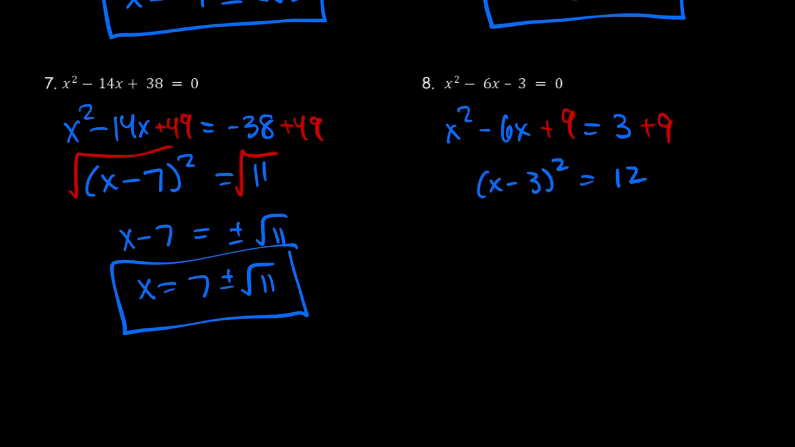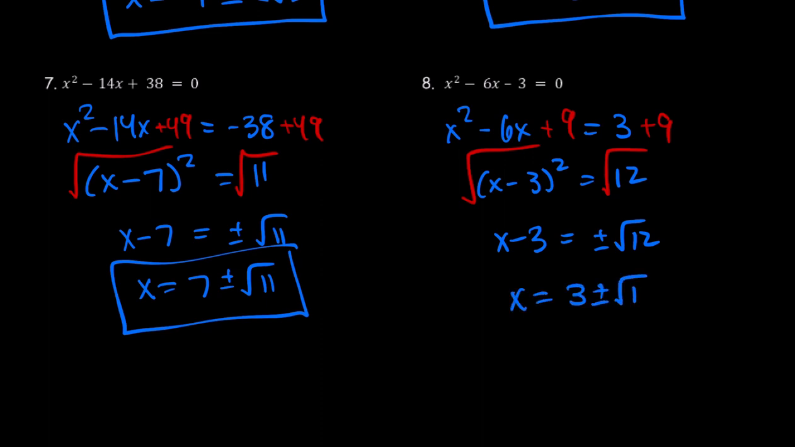3 and 9 is a 12. We then take the square root of both sides. So x minus 3 equals plus or minus square root 12, which I know I'll simplify here in a second. Add 3 over. 3 plus or minus square root 12. Let's see, 4 goes in here. 3 times square root of 4 is 2. So our final answer, our two roots, would be x equals 3 plus or minus 2 radical 3.